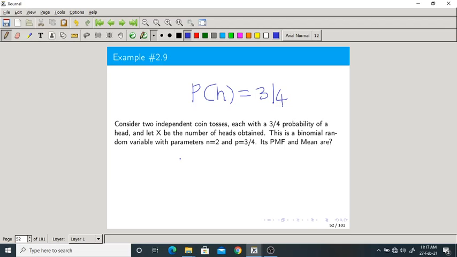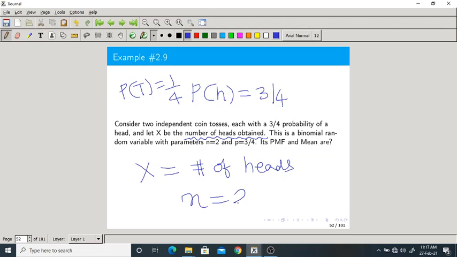Okay, so read the statement properly. We are tossing the coin 2 times. Probability of head is 3 by 4, which means probability of tail will be how much? 1 by 4. Next, x is a binomial random variable. It says number of heads obtained. X is a binomial random variable, which implies number of heads obtained. Now, how many tosses? 2 tosses. That's why n equal to 2. Correct? So let us find its PMF first.